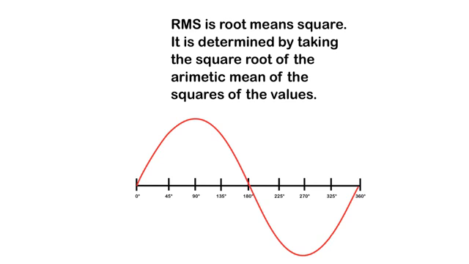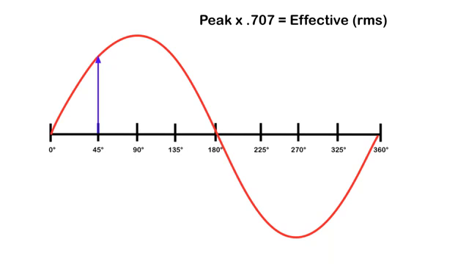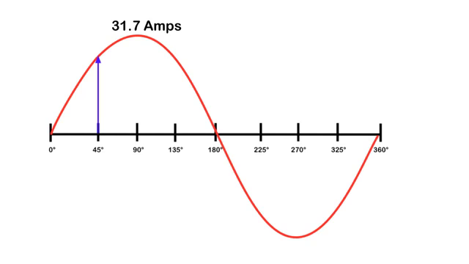Now, as far as the calculation is concerned, instead of trying to figure out that RMS value, we can just use 0.707. So if we take peak times 0.707, that gives us our effective, or our RMS value. As an example, if I wanted the RMS value of a waveform that had 31.7 amps, we'd take the peak value of 31.7 amps, multiply that by 0.707, and we get our effective value of 22.4 amps.